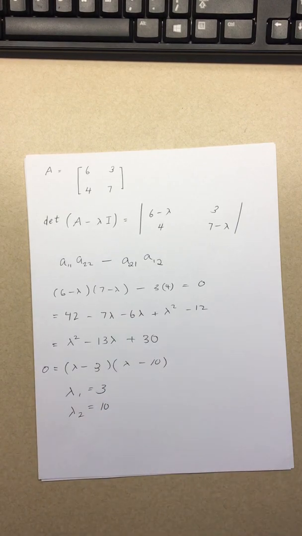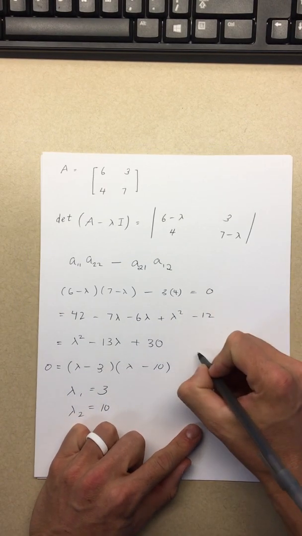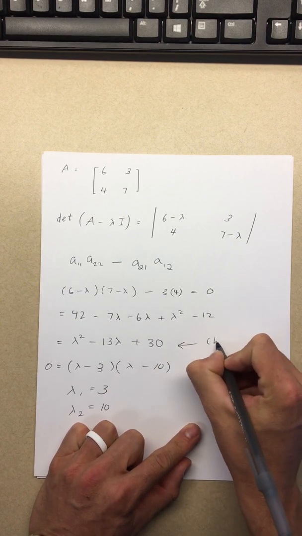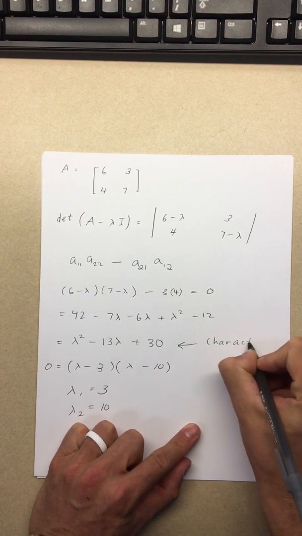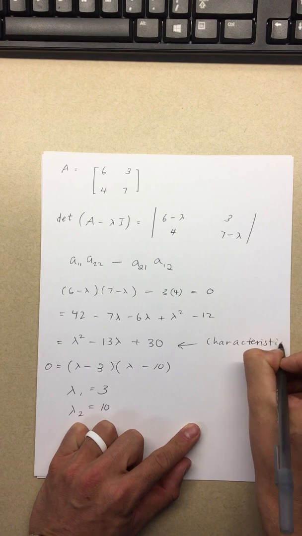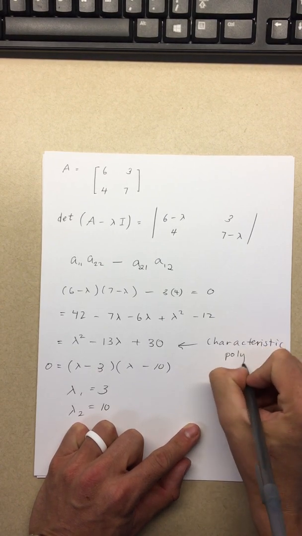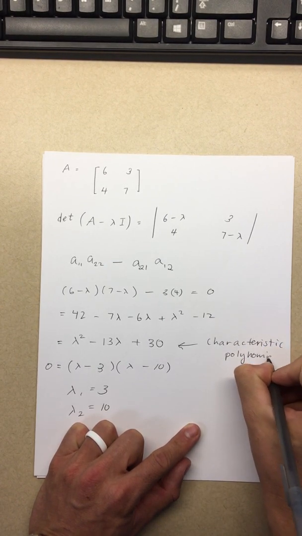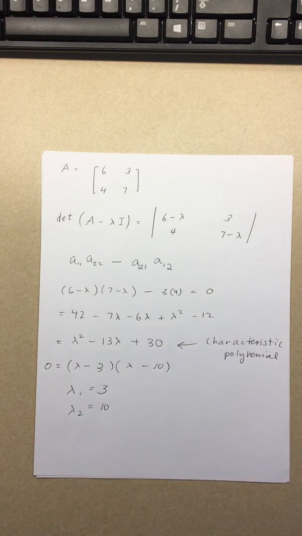These are the eigenvalues of our problem. This is the characteristic polynomial. And we can use these eigenvalues to find the eigenvectors, and I'll show that in the next video.